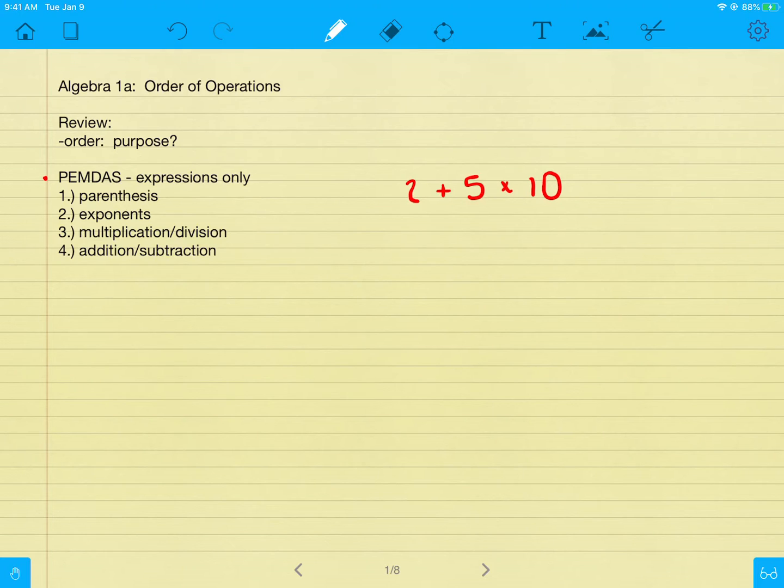The order of operations says we look for parentheses. Well, we don't have any, so check. Exponents. There are no powers, so we're done with that one. So we go on to multiplication or division, left to right. As you go from left to right, there is multiplication: 5 times 10, which is 50. Then the last step is addition and subtraction, so your answer should be 52.